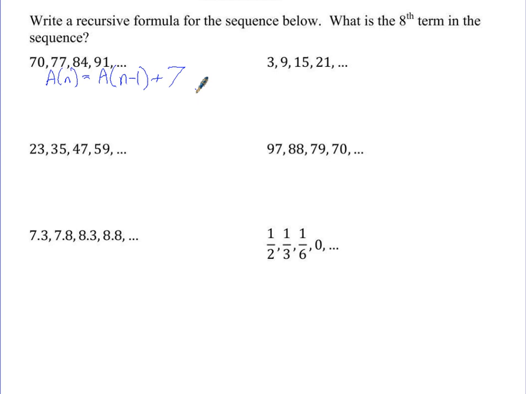Now it says, what's the 8th term in the sequence? How many terms do we have already? 4. So what's the 5th term? 91 plus 7, which is 98. Then 98 plus 7, which is 105. Then 105 plus 7, which is 112. How many terms do I have now? There's 4 here, 5, 6, 7. I got to find the 8th term, though, so I need to do 112 plus 7, which is 119.